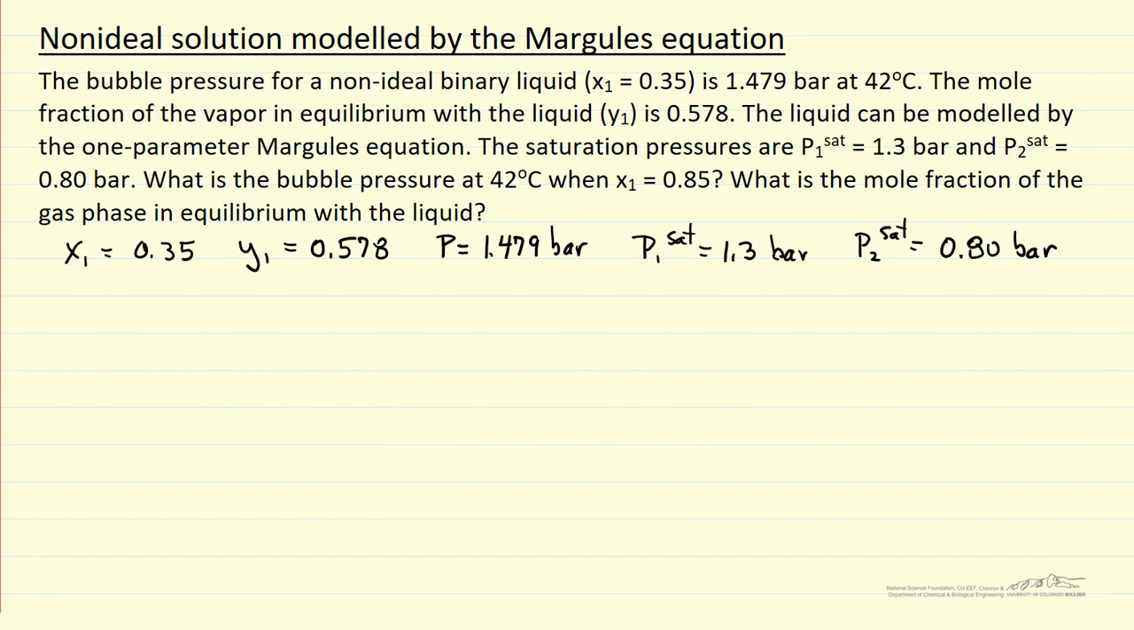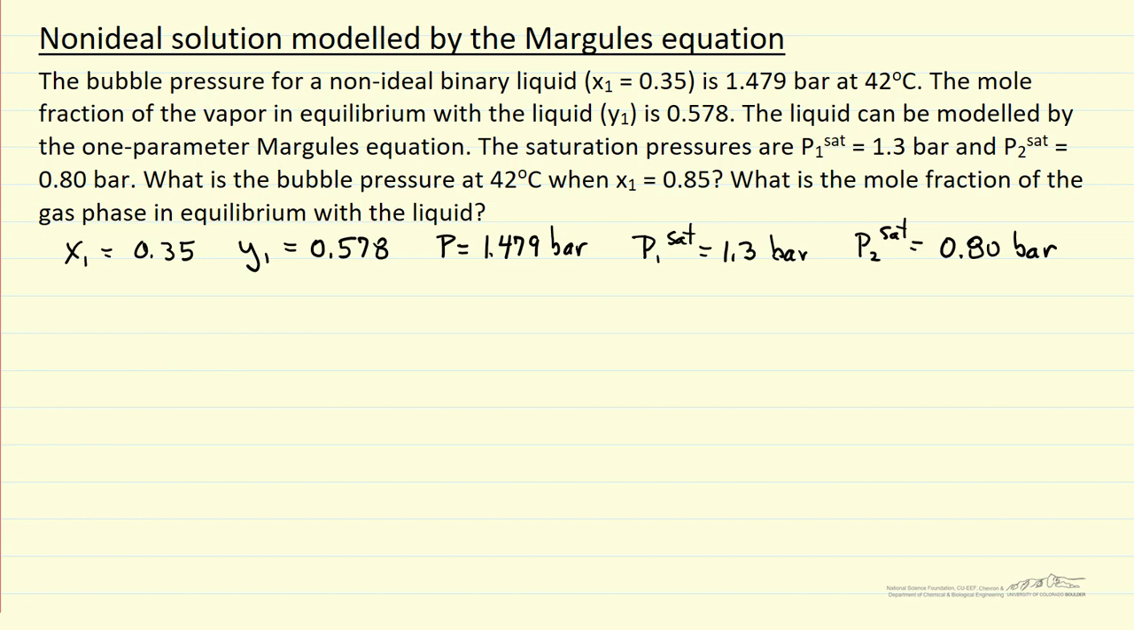So the first thing to notice is that the pressure at a liquid phase mole fraction of 0.35 is greater than either of the saturation pressures. This means we must have a maximum in pressure as a function of mole fraction, which means this is a system that has a maximum pressure azeotrope.